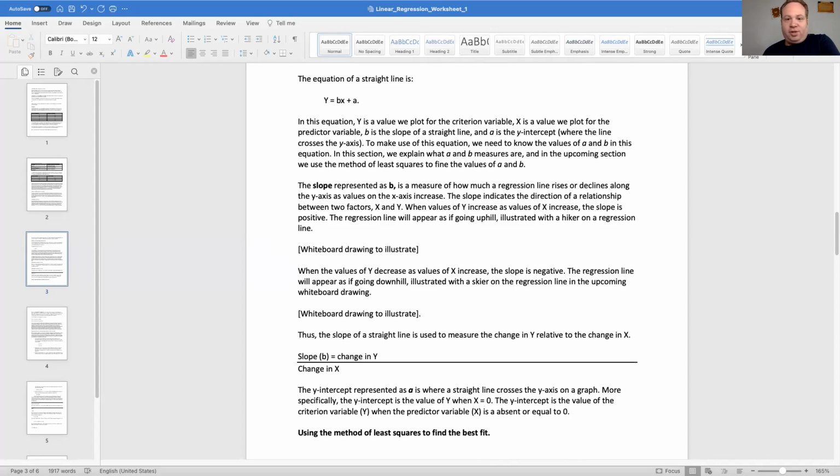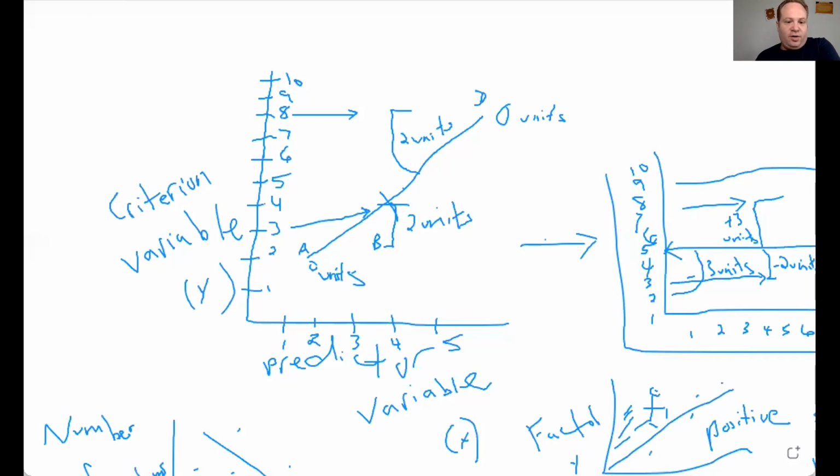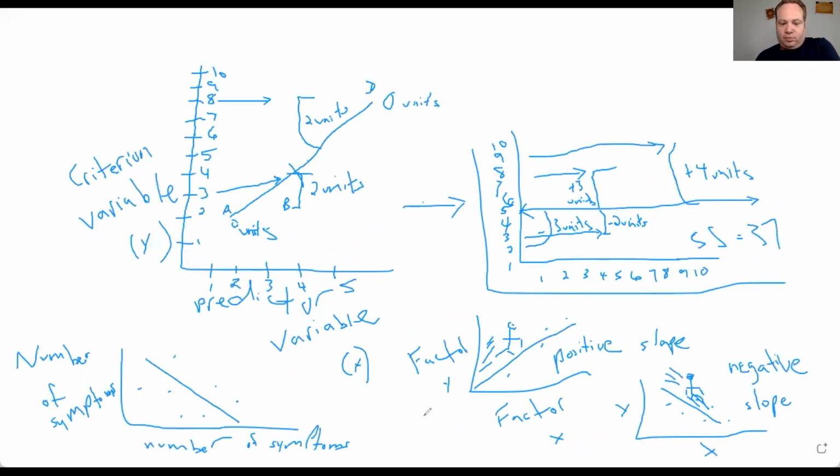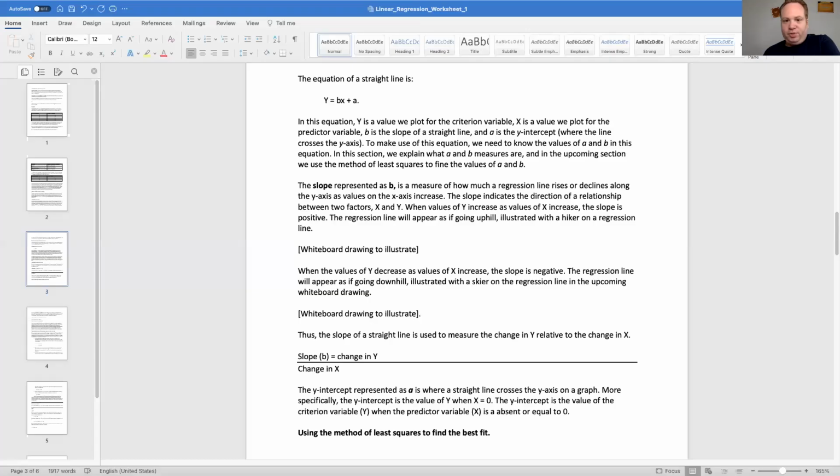So whiteboard example to illustrate, that is this right here. Talking about this image, okay? This is the hiker going up the hill. This is a positive factor x and factor y. So going back to where we were, excuse me.